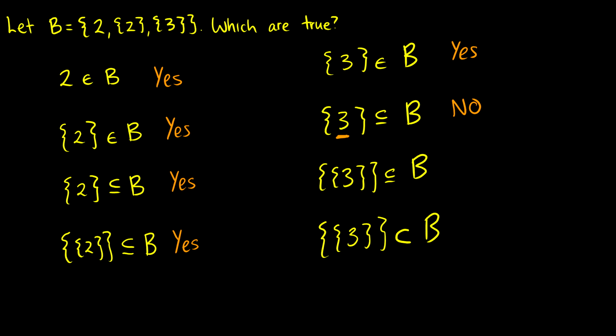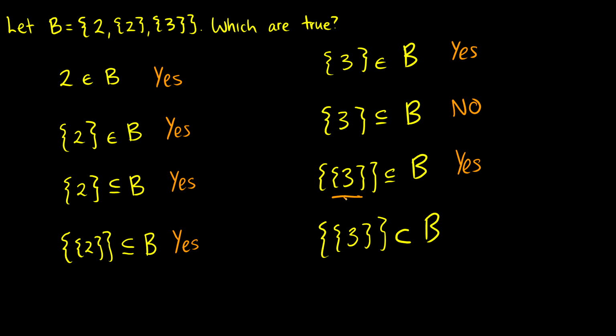Okay. Is the set containing the set 3 a subset of B? Well, we need to see if the set containing 3 is an element of B, and the answer is yes. So, of course, this is going to be yes. It is a subset of B.